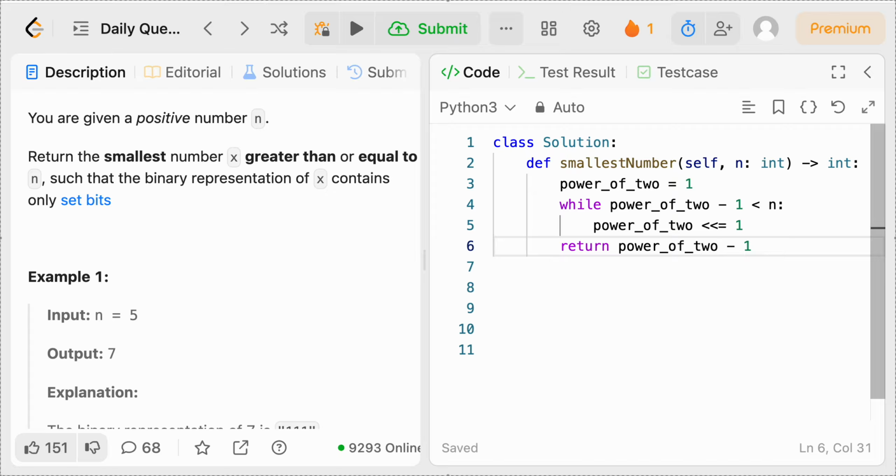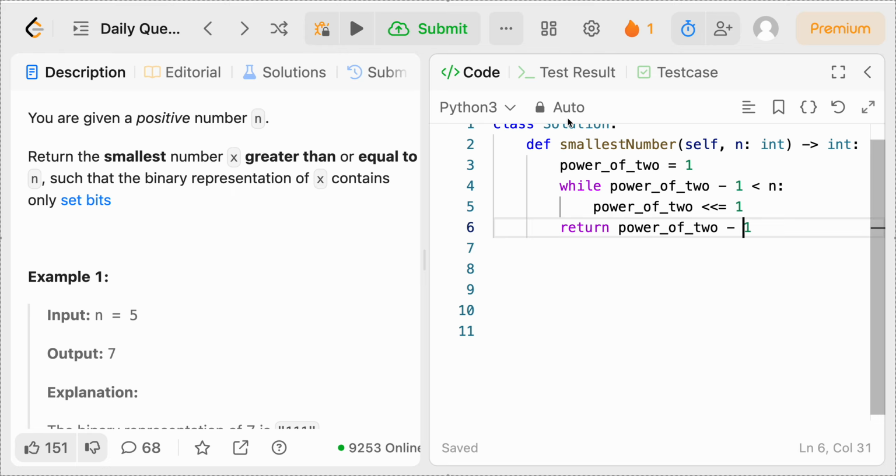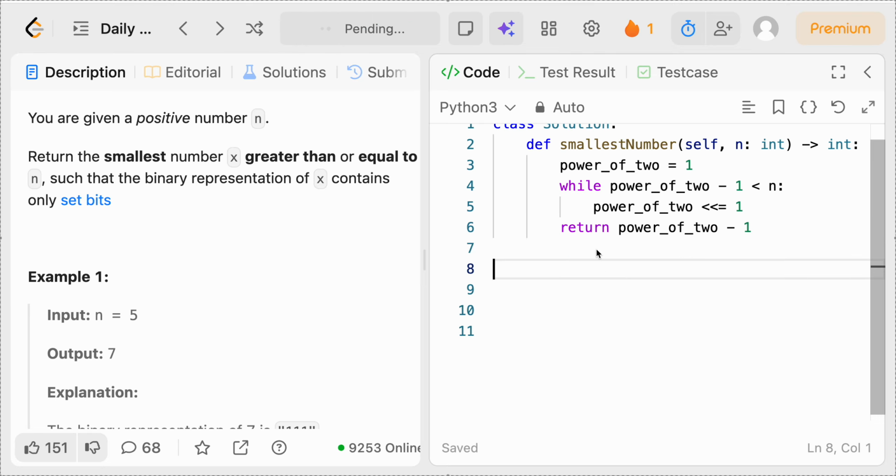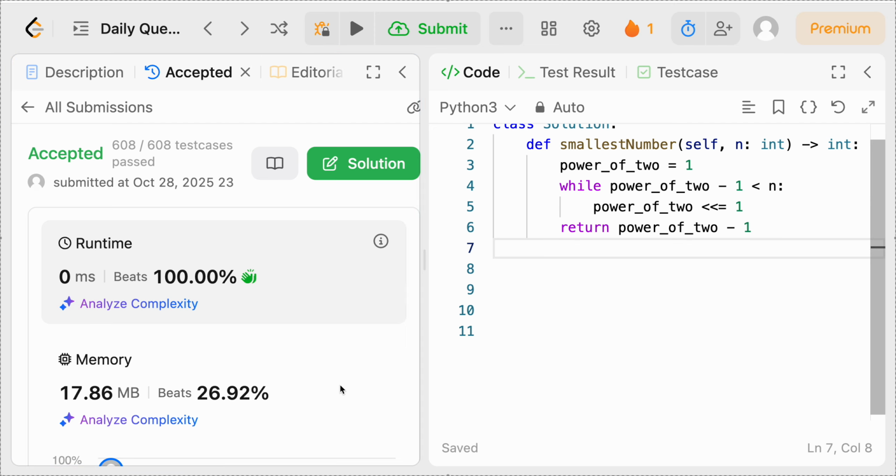Right, and the subtraction would simply give us the actual number with k ones in the binary representation. So if power of 2 is 8, we'd return 7. If power of 2 is 16, we'd return 15, and so on and so forth, whose binary representations are 1, 1, 1, and 1, 1, 1, 1, 1, respectively. Right, so now I can go ahead and submit this, and as you can see, it would actually be accepted, and it is the most efficient solution possible, right?